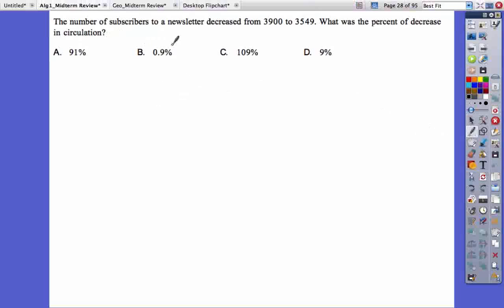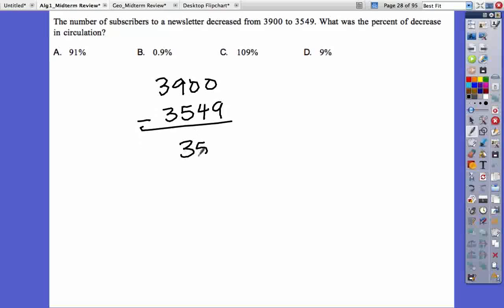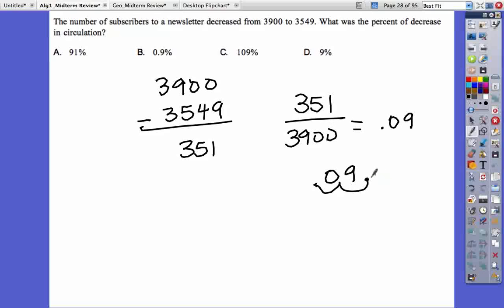The number of subscribers to a newsletter decreased from 3,900 to 3,549. What was the percent of decrease? First, you have to calculate the actual decrease by doing 3,900 minus 3,549. Using the calculator, that gives me 351. So I always put the decrease over the original, which is 3,900, and you're going to get a decimal. That gives me 0.09. To change that to a percent, you move your decimal place over 2 times to the right. This gives me 9% as my answer.